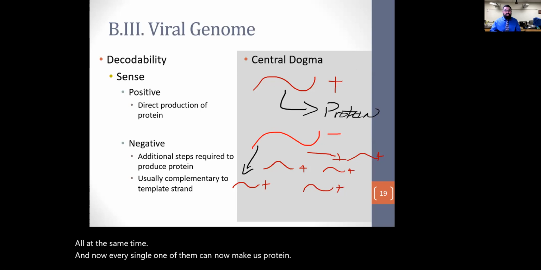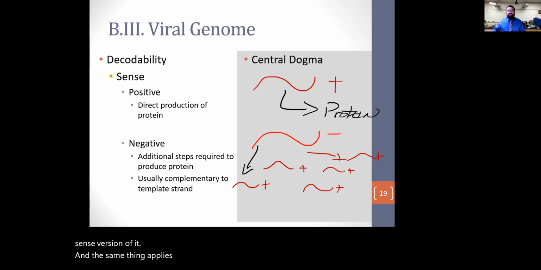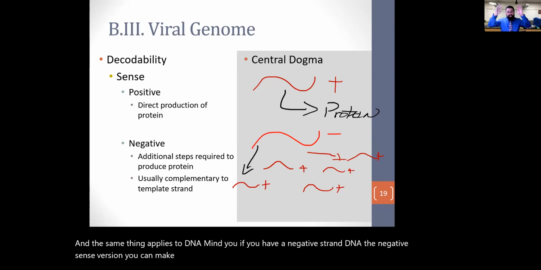In other words, you made a cool little assembly line of positive senses just from one negative sense version of it. And the same thing applies to DNA, mind you. If you have a negative strand DNA, the negative sense version, you can make multiple copies of the positive sense, and now you can make tons of them as well. So it's a very advantageous system, right?